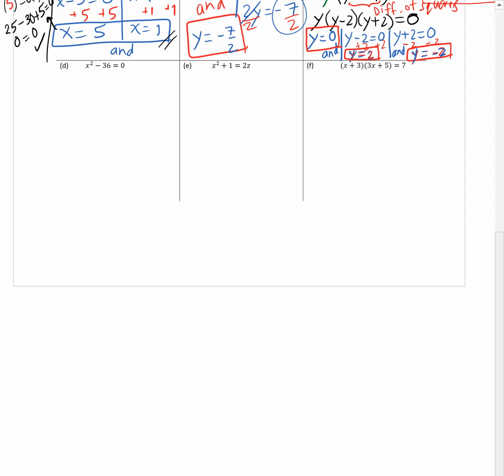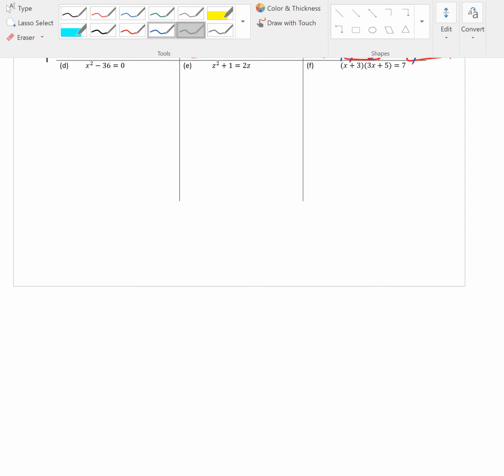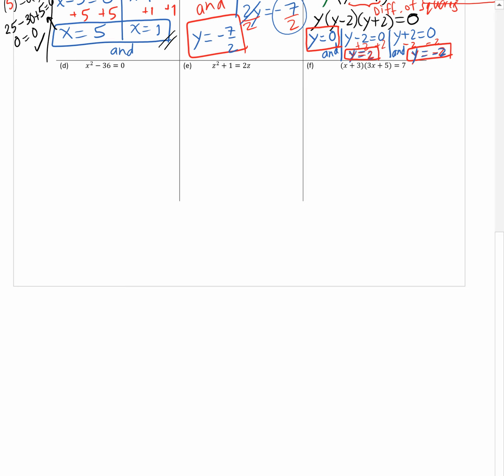Alright, that one was fun. Let's see about part D here. This one I think is actually a little nicer than the last one. This one looks like x squared minus 36 equals 0. We have all terms on one side already. It's 0 on one side, so I don't have to worry about moving anything. All terms are on the left side. Check. No need to move everything like I did in the last one.